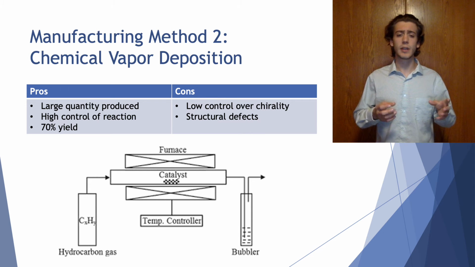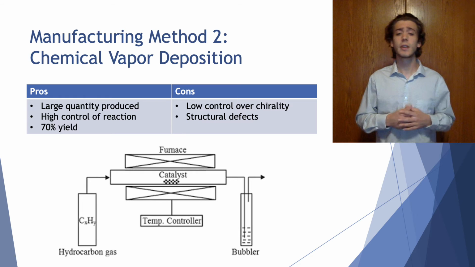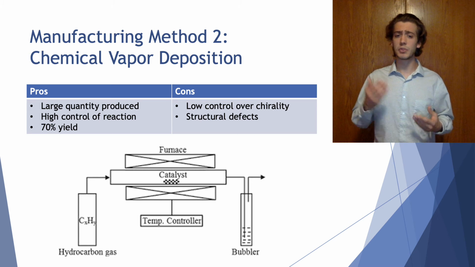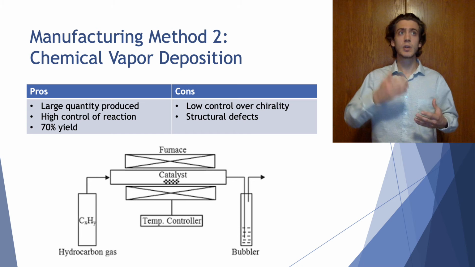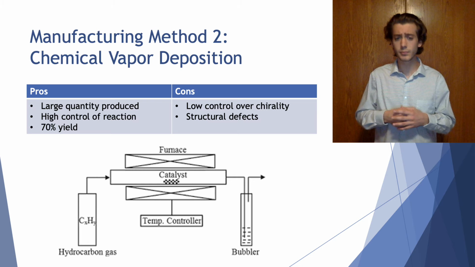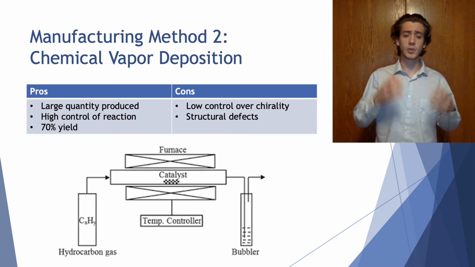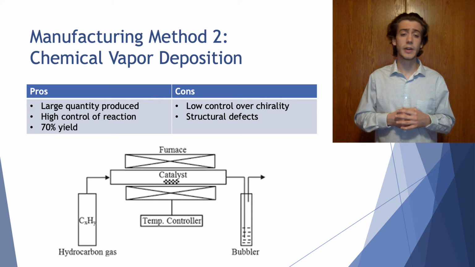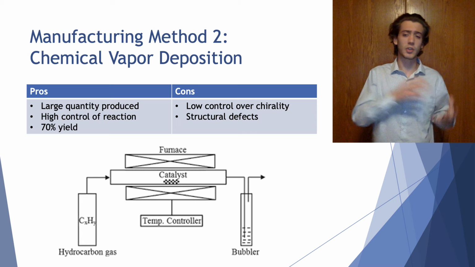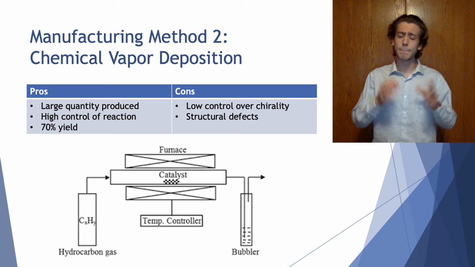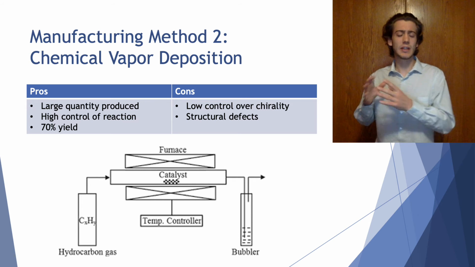What you do is take something called hydrocarbon gas and inject it into a reaction chamber. This reaction chamber has some sort of metal catalyst inside it, and over time, with the right conditions, this gas will grow these carbon nanotubes on top of our catalyst, and we'll get kind of a coating of it. What's great about this is that as long as we use enough gas and enough catalyst, we can produce large quantities of our nanotubes, and we have a lot of control over the reaction that we're using.